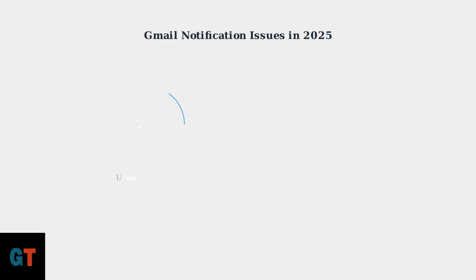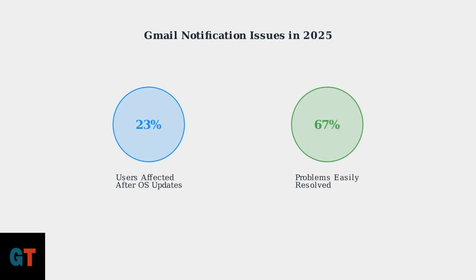The scope of this problem is significant. Approximately 23% of Gmail users report notification issues after major OS updates. However, there's good news. 67% of these problems can be resolved with basic troubleshooting steps.